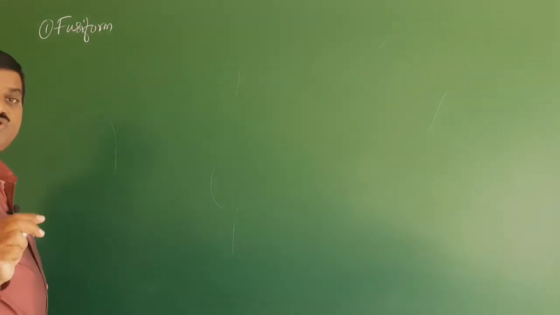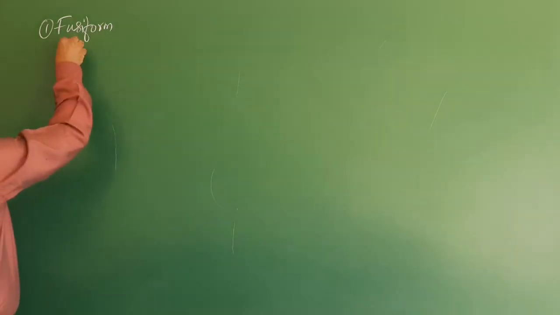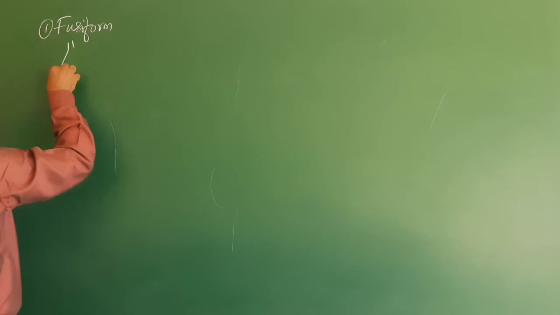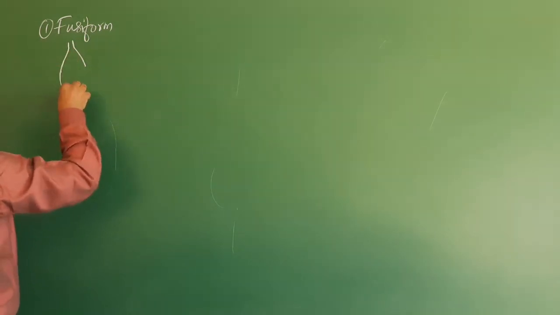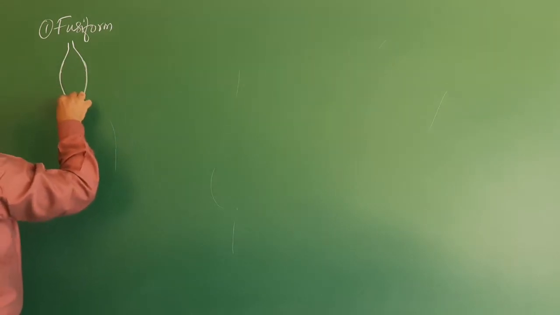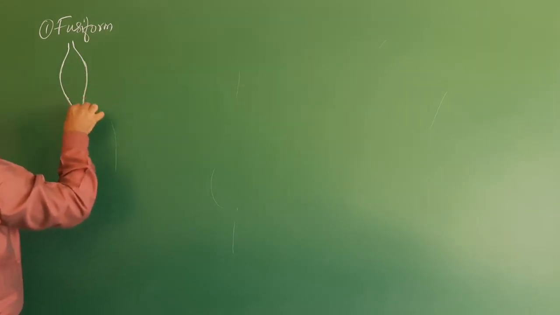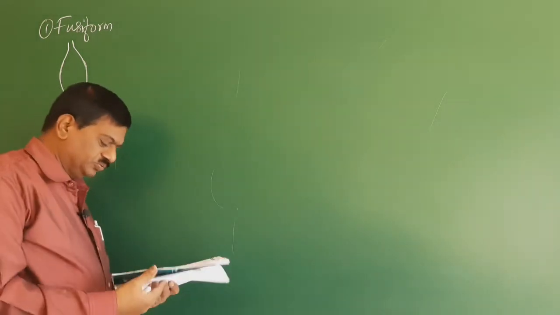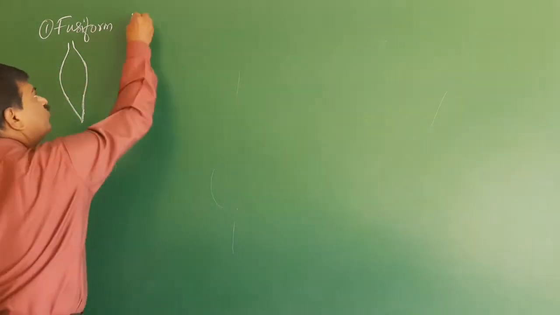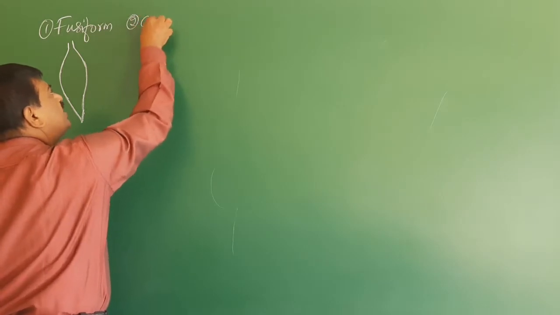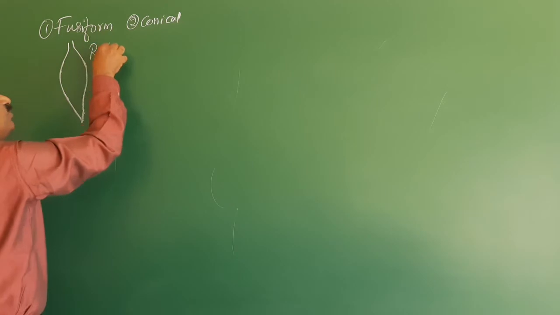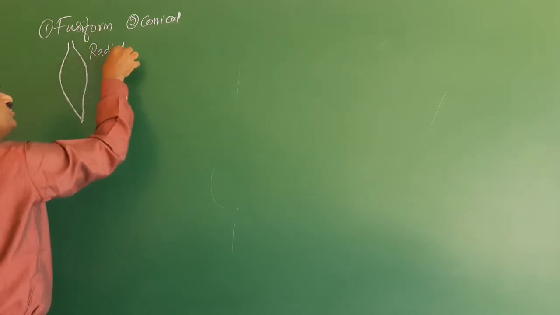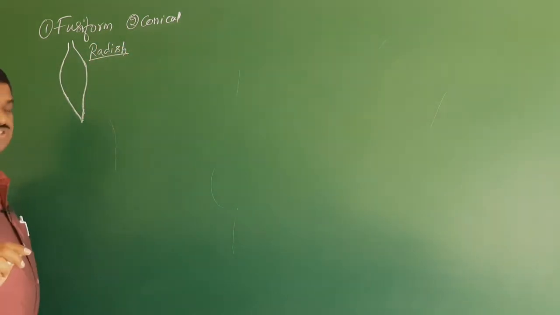Fusiform roots. In a fusiform root, we see the presence of a radical, and it gradually leads to swelling and gradual tapering can be noticed. Such a type of root is called a fusiform root. This fusiform root can be noticed in radish, Raphanus sativus.